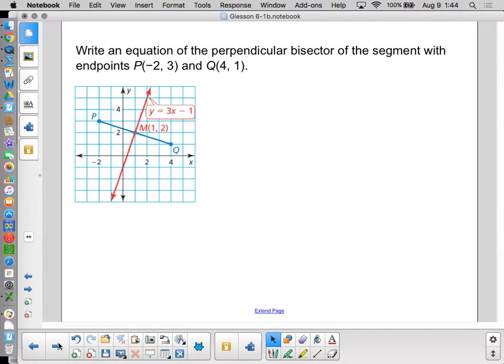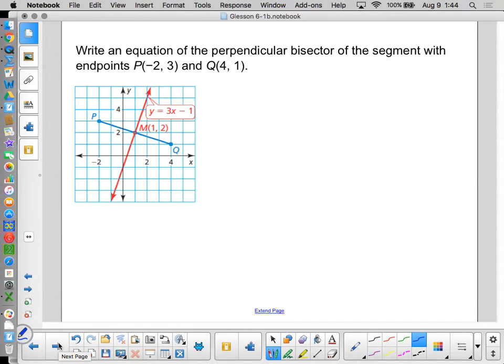Finding the equation of a perpendicular bisector. Now, it's given to us here, but I'm going to work us through the steps of finding that equation. I have segment PQ. I know where the endpoints P and Q are. I'm given them. P is (-2, 3), and Q is (4, 1). I need the equation of the perpendicular bisector.